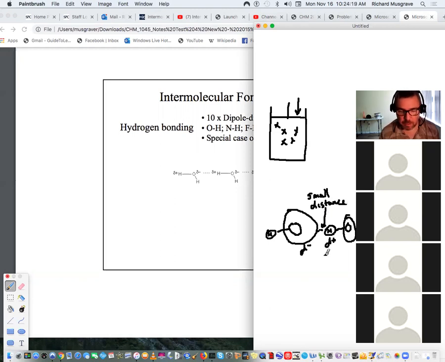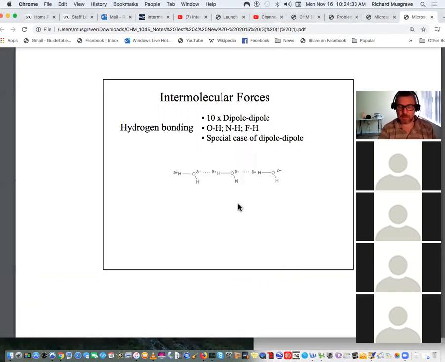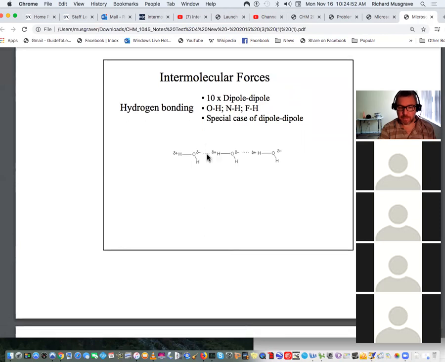And because we've got that small distance between this delta plus and delta minus, that means that this interaction is going to be a lot stronger than it would be if this wasn't hydrogen. So that's the big difference here with the hydrogen bonding. So it's kind of like a special case, really, because it only deals with OH, NH, and FH. And O, N, and F happen to be the 3 most electronegative atoms on the periodic table. So when you've got that combined with this small hydrogen atom, then we get this very interesting hydrogen bonding case.